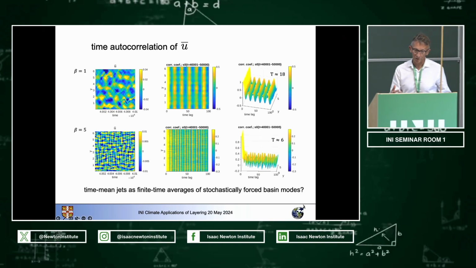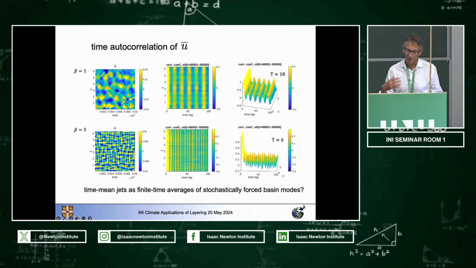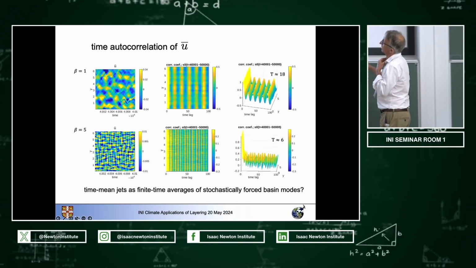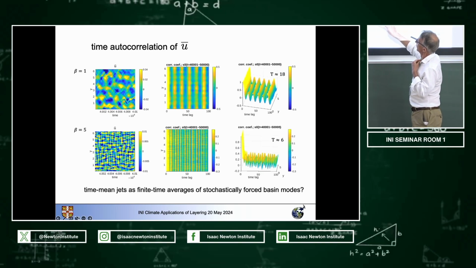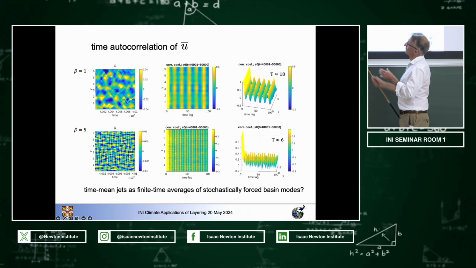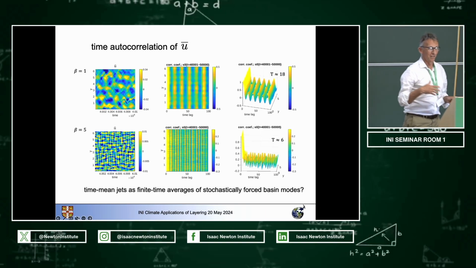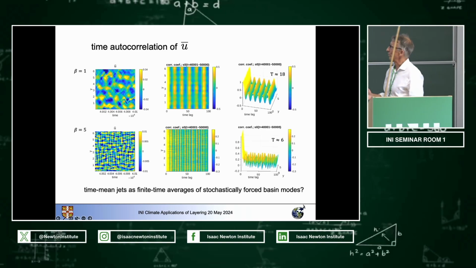And so, of course, if you look at the velocity field, this is the instantaneous u velocity in the case of two different beta. What you see are fluctuations on the timescales of the Basin mode. You don't see strong, coherent zonal jets.